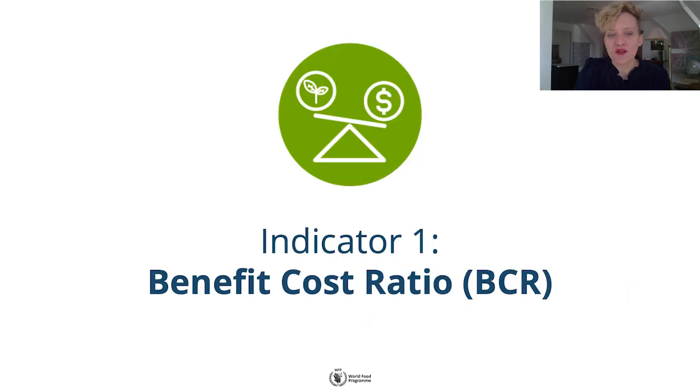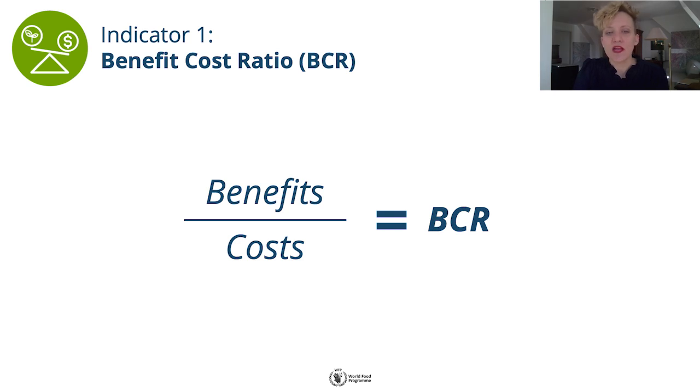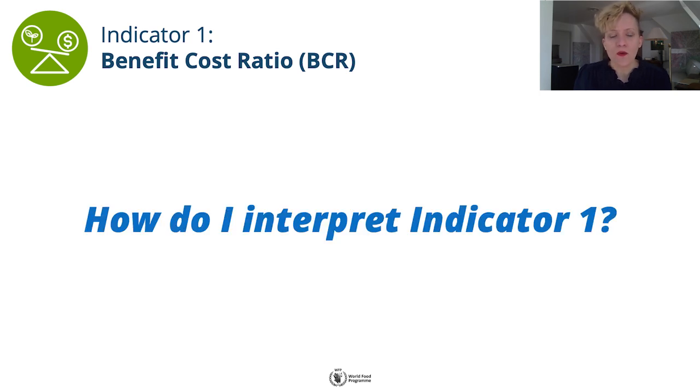Let's talk about the benefit cost ratio, or short BCR. We have chosen a simplified way of calculating the benefit cost ratio. It basically takes the sum of all benefits occurred over the lifespan of the hydroponics unit, divided by all the costs. So very simply put, benefits divided by cost gives you the BCR, the benefit cost ratio. Once you have calculated this, you will want to know what it means. So now let's look at the interpretation of this indicator.